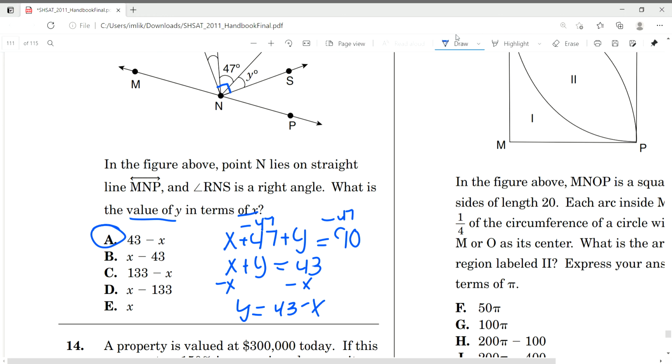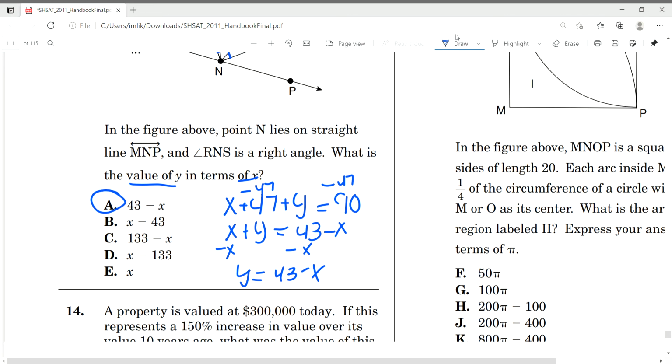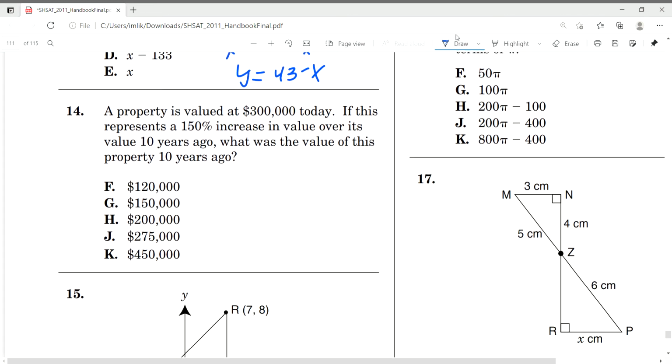Sorry, I dropped my pencil. The order in which your number and your variable go does matter. So however you subtracted x, it has to stay that way. In this case, we subtracted x this way, so it has to stay on this side, which is 43 minus x.